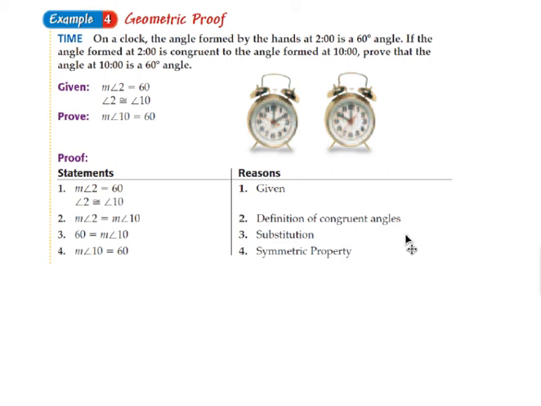So this one's really simple. The only trick here is to put the beginning and the end, and then from there you can either work your way backwards, or in this case going forwards is easier. Once you know that they're congruent, they're equal by the definition, and then from there you can just substitute, because it already told you that 60 was equal to the measure of angle 2. And that's how you can prove that the measure of angle 10 is equal to 60.